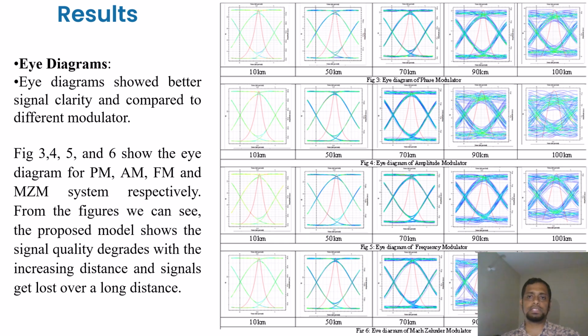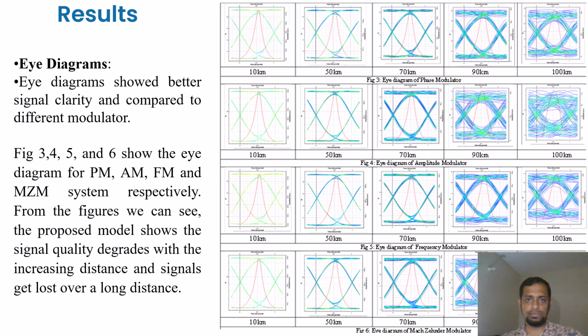In the result section, we are also using the eye diagram. If we look at figures 3, 4, 5, and 6, figure 3 is the eye diagram for the phase modulator. Figure 4 is the eye diagram for the amplitude modulator. These figures show that the signal quality degrades with the increase of the distance.